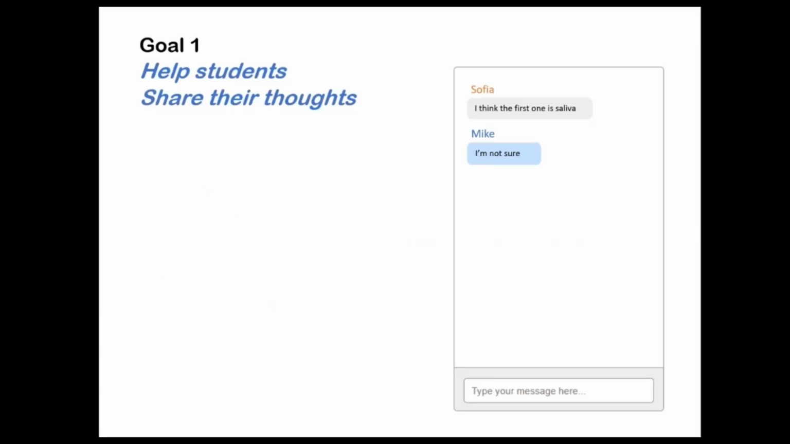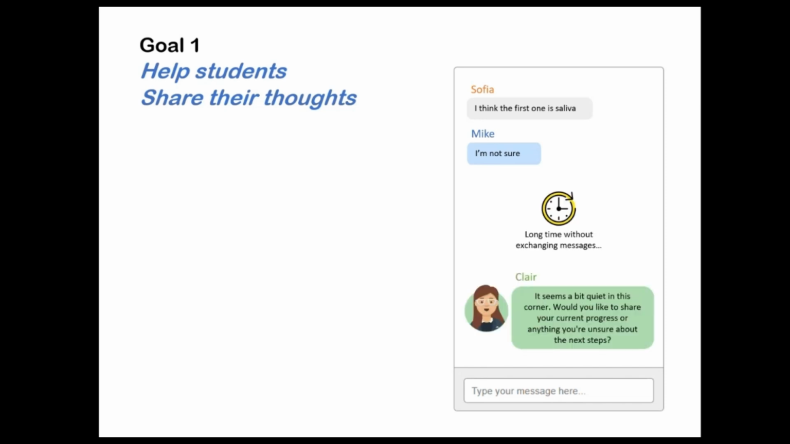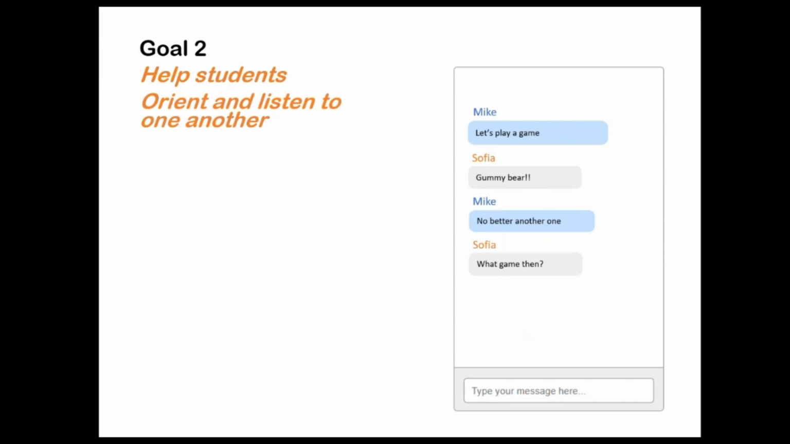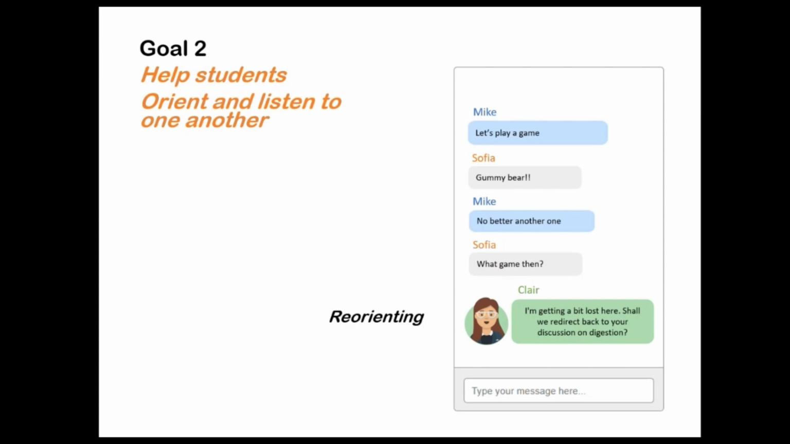For goal 1, suppose there is a long silence in the dialogue. Clair would ask, "It seems a bit quiet in this corner. Would you like to share your current progress or anything you're unsure about the next steps?" And this talk move would be called checking in. For goal 2, suppose the students are off topic for a while, then Clair would ask, "I'm getting a bit lost here. Shall we redirect back to our discussion on digestion?" And this talk move would be the reorienting.